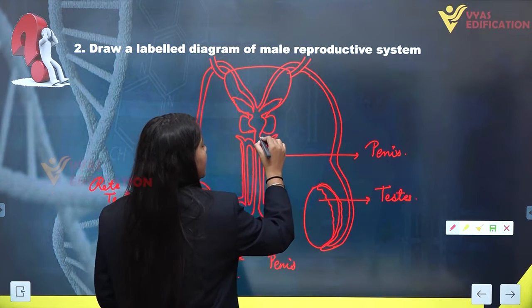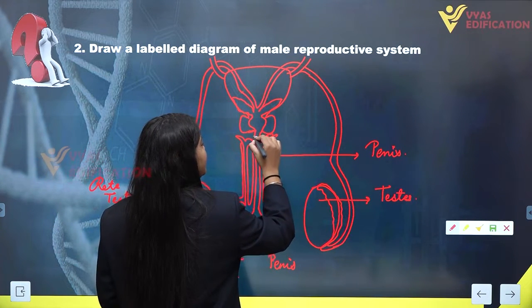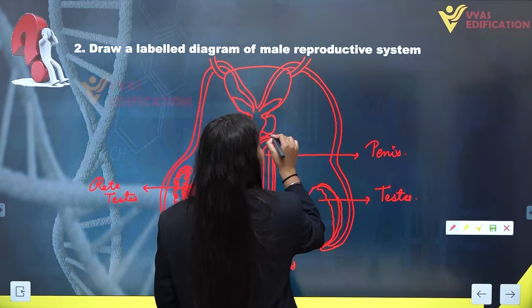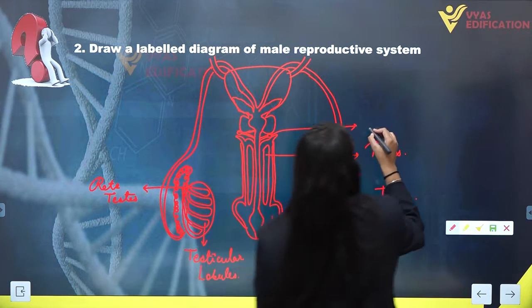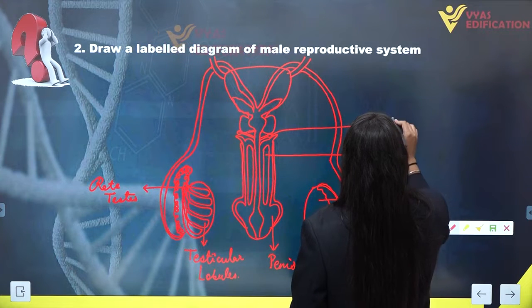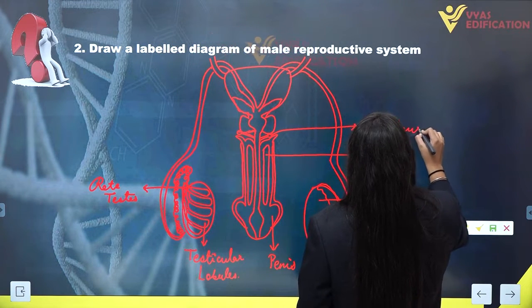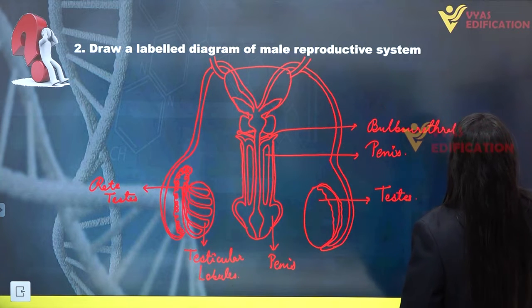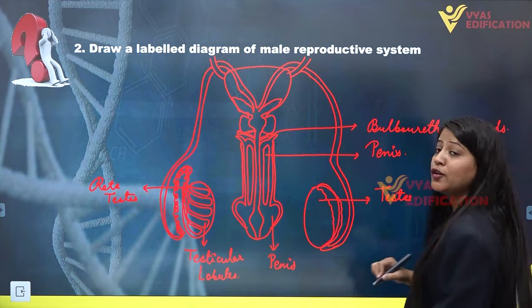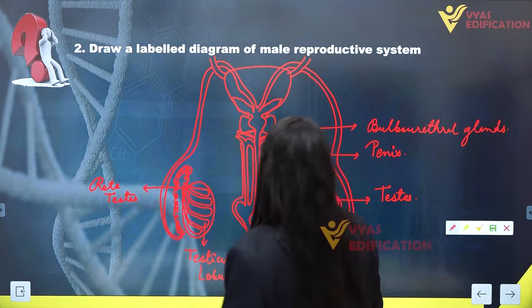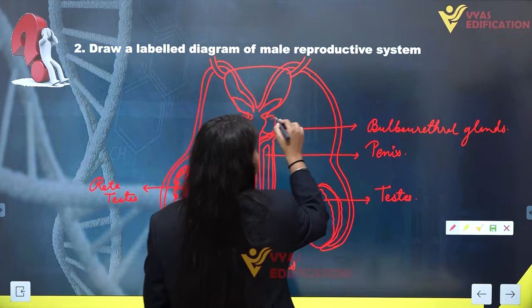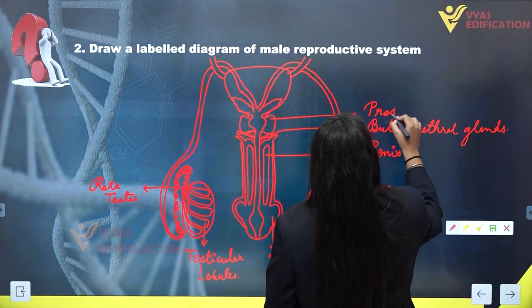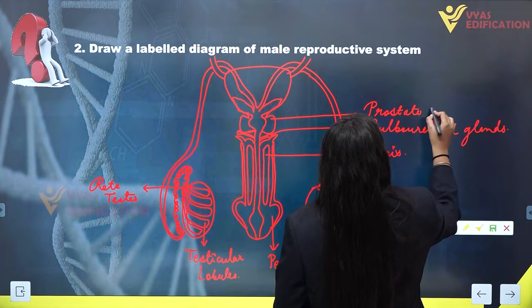Then here we can see a bulb-like gland over here. These glands are bulbourethral glands, also known as Cowper's gland. Then we have another gland here. This is the prostate gland.